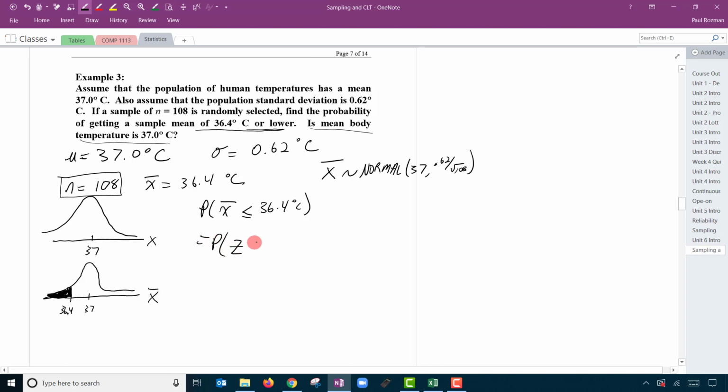Let's calculate the z-score for this thing. 36.4 minus 37 over 0.62. Don't forget to divide by the square root of n. In some ways, I could have given you this formula for z-score at the beginning. Because even in a regular data set, if we're talking about individuals, your sample size would be 1, and the mean of any score would just be its score itself.